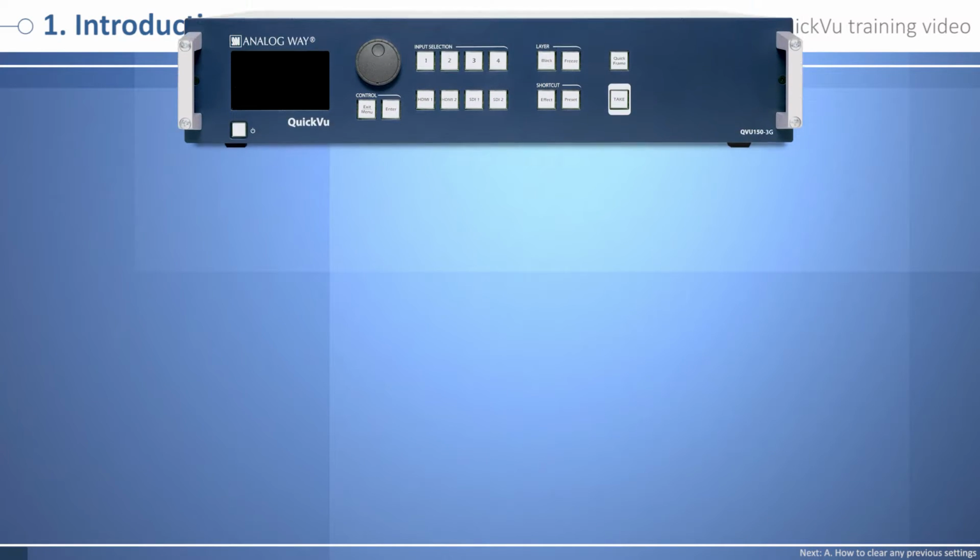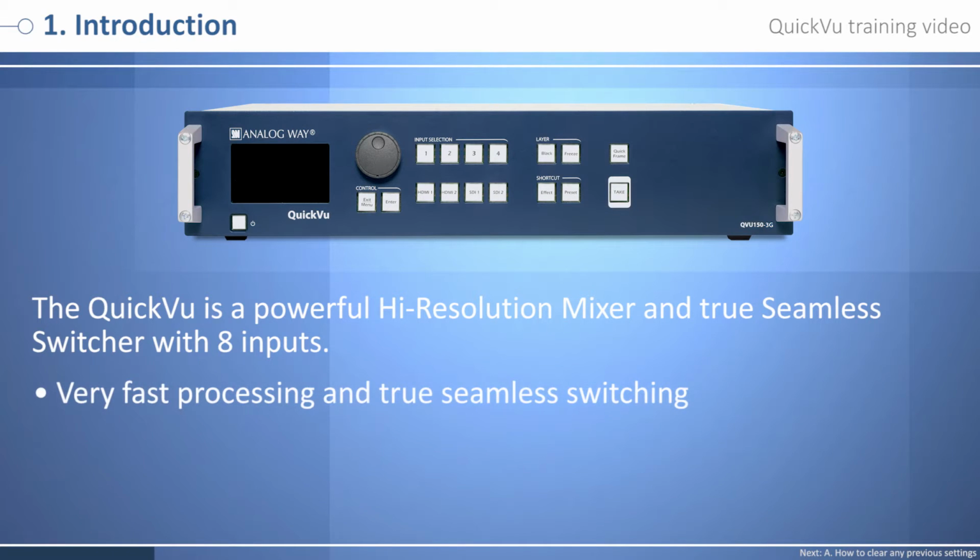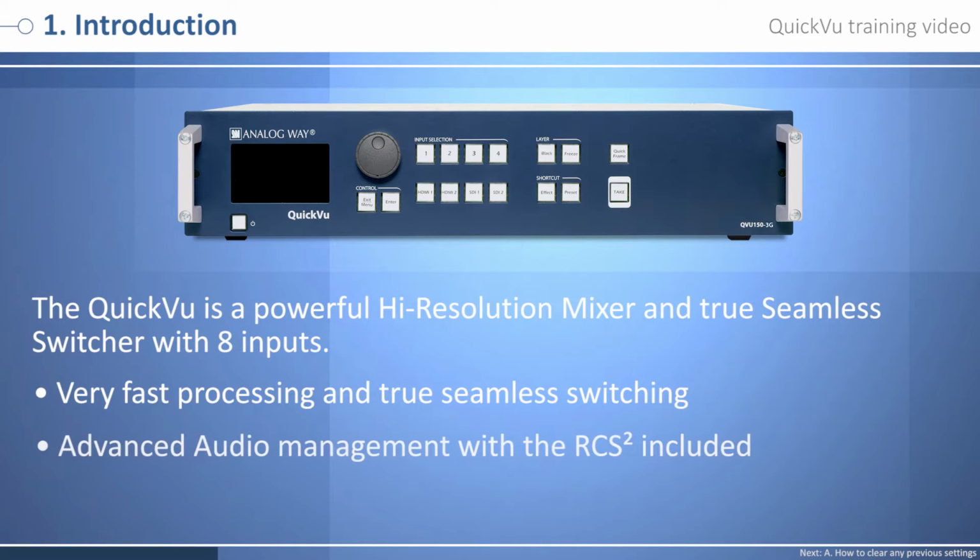Introduction. The QuickVu is a powerful, high-resolution mixer and true seamless switcher with 8 inputs. QuickVu features very fast processing and true seamless switching. Advanced audio management with the RCS² is also included.